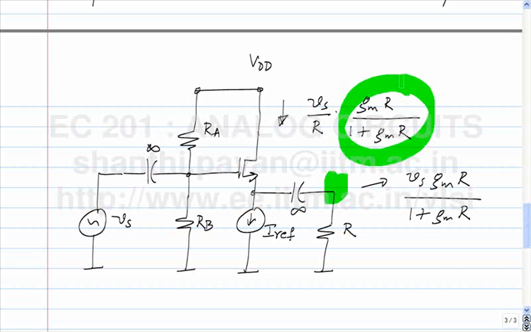And another important point to note is that if the Gm is large, it doesn't matter how large it is, the transfer function of this amplifier is independent of the Gm.